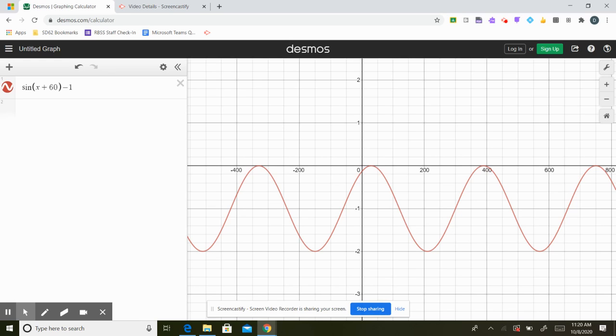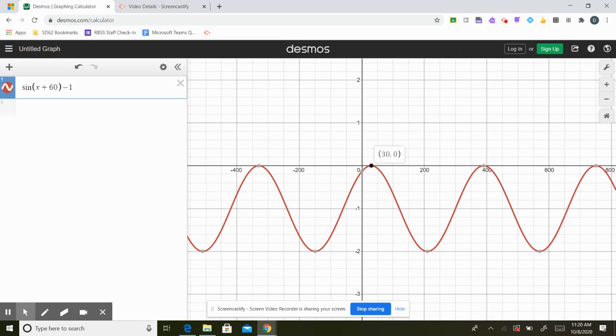So we moved it 60 degrees to the left, so you can see that peak has been moved. And we moved it all down 1. So our max is now 0 and our min is -2. But has it changed the amplitude? Because you would go 0 minus -2, which is 2, divided by 2, which is still 1.